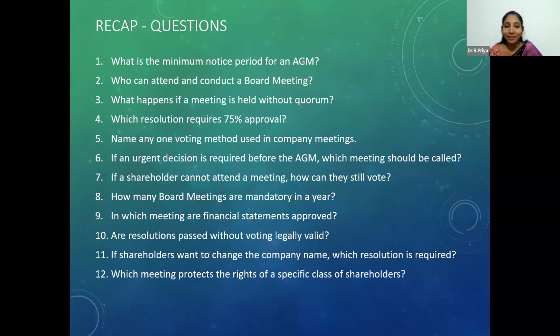We can go for that question. It is only one-word questions. So what is the minimum notice period for the AGM? 21 days. Very good. Second, who can attend and conduct a board meeting?